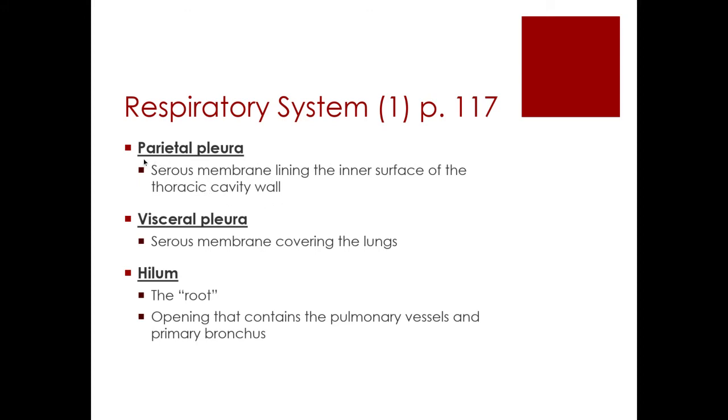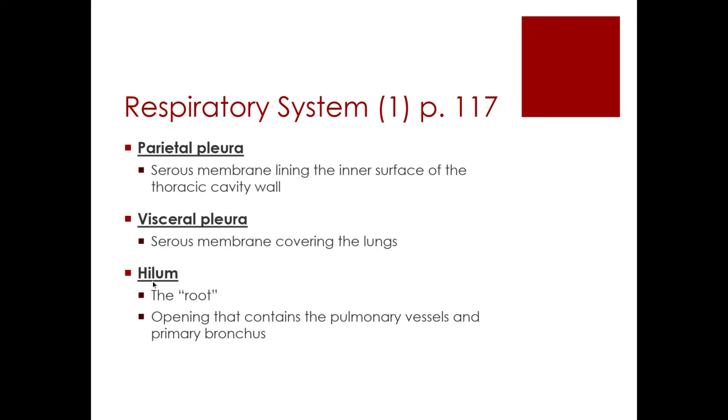Now, anytime you see these terms parietal and visceral, you should be thinking with visceral, it will be physically touching an organ, whereas with parietal, it will not directly touch the organ itself. That's exactly what we see with the pleura. The visceral pleura will physically touch and cover the lungs, whereas the parietal pleura will line the thoracic cavity and not physically touch the lungs.